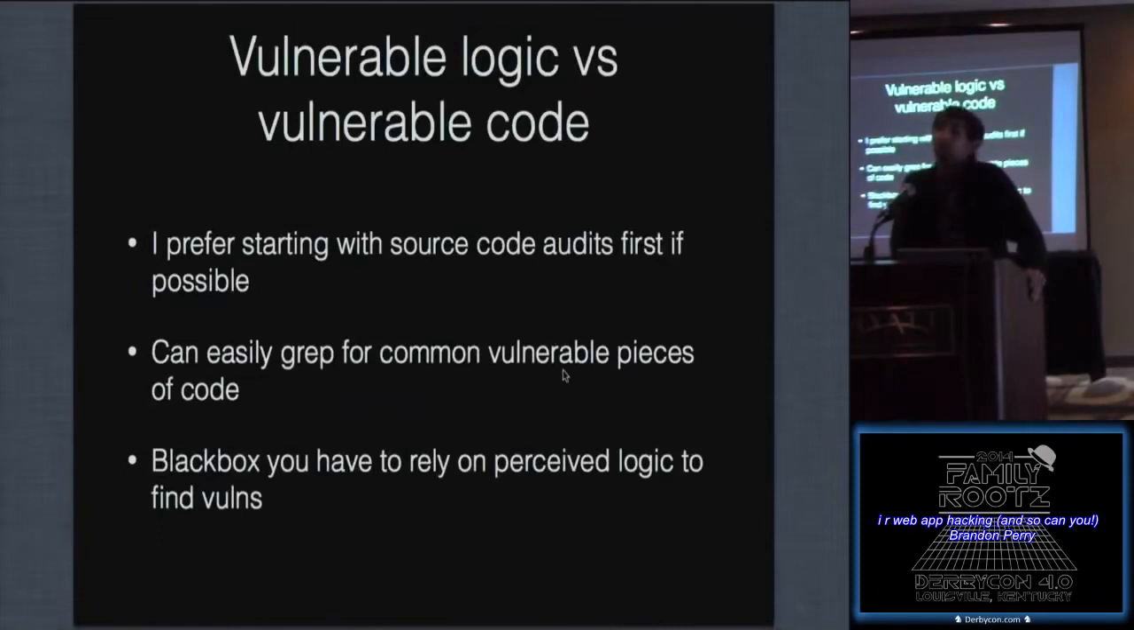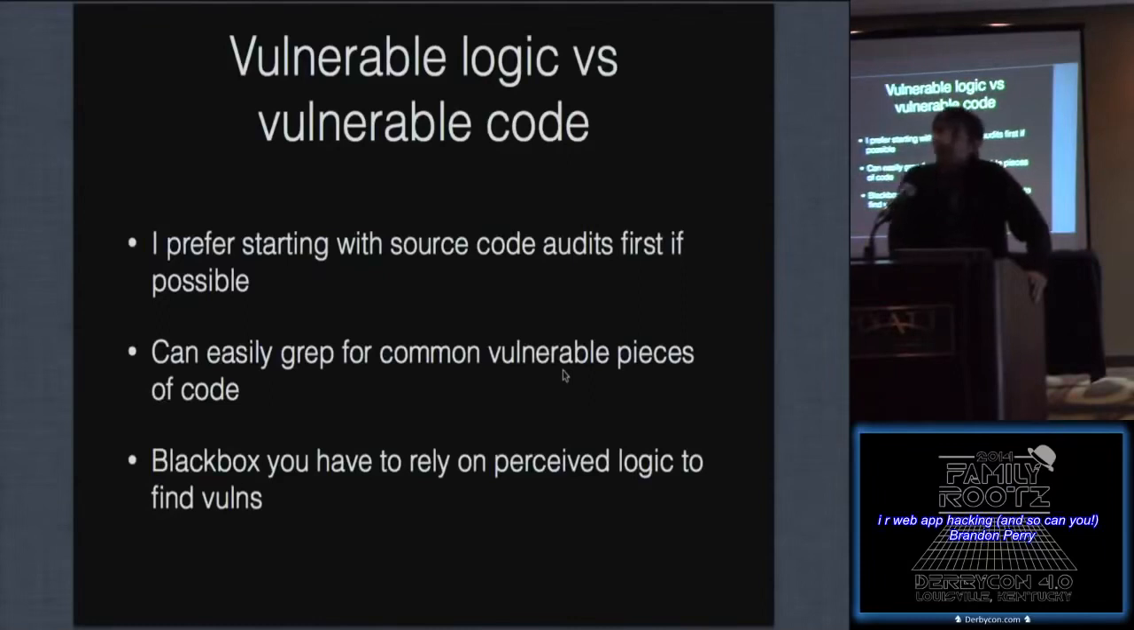I much prefer starting with source code analysis. That gives me a good idea of how the application's written. You can just read a line of source code for a SQL injection, and you just know that that's injectable. I just read that. You can go into a Rails controller and see it's a post, and they're just dropping the params straight into a SQL query, you know. You can easily grep for common vulnerable things.